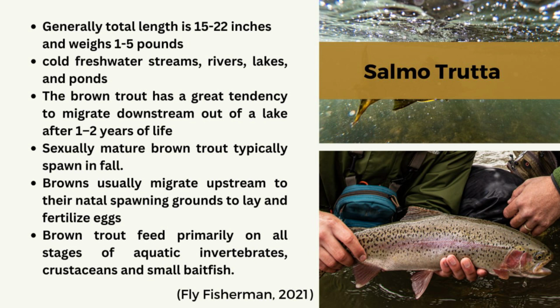The brown trout live mostly in cold freshwater streams, rivers, lakes, and ponds. The brown trout has a great tendency to migrate downstream out of a lake after 1 to 2 years of life. The sexually mature brown trout typically spawn in fall. Browns usually migrate upstream to their natural spawning grounds to lay and fertilize eggs. Brown trout feed primarily on all stages of aquatic invertebrates, crustaceans, and small bait fish.